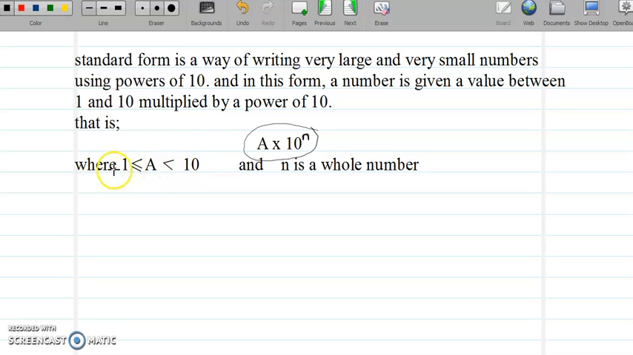That is, a must be a number that will range between, a is greater than or equal to 1. That means it must be a number between 1, 2, 3, 4 till we get to what? 9. So a must be a number between this. See that since it's less than 10, 10 will not be included. Okay, and n is a whole number. It can be a positive whole number, it can be a negative whole number.